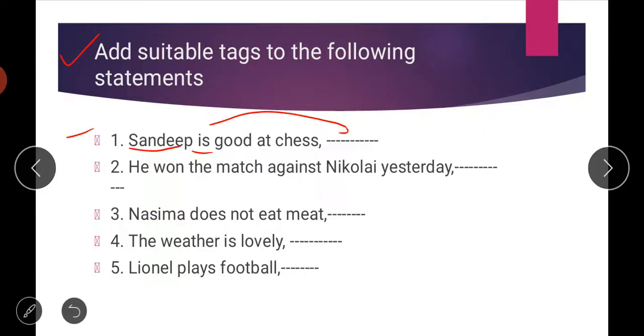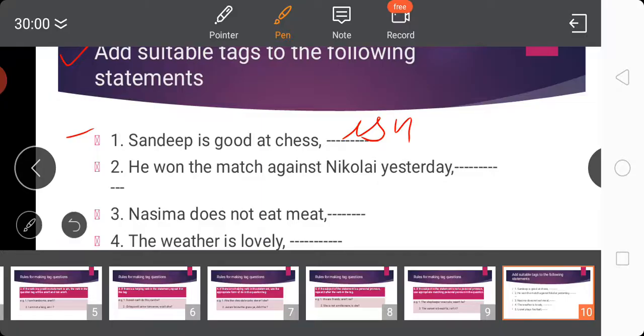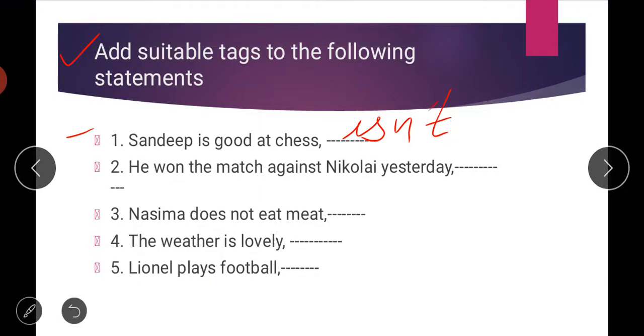Is will come here, and we will add the word not here because the statement was positive and we have to form the negative tag for the positive statement. So isn't he for the word Sandeep. So here we will write 2 words, isn't he is the tag for this question. I will write it here. Isn't he. So this is the tag, and at the end you will put a question mark.